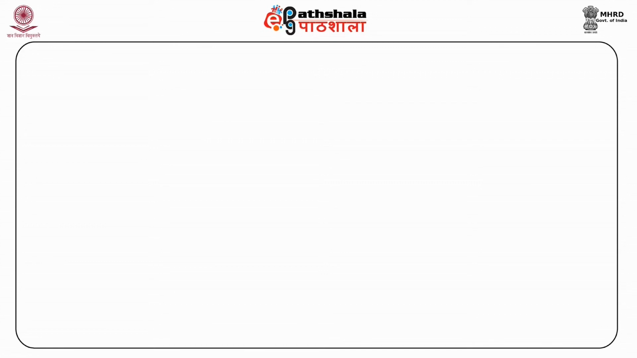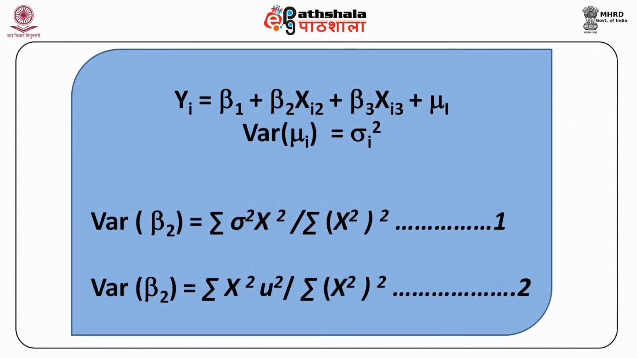For instance, consider the following regression model. The variance is not known, hence White suggests to use an estimate of the true population variance. According to White, equation 2 is a consistent estimator of equation 1, or equation 2 converges to equation 1 as the sample size increases indefinitely. Hence, White's heteroscedasticity-corrected standard errors are also known as robust standard errors.